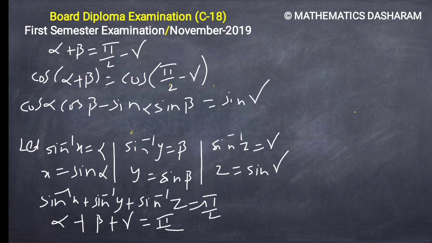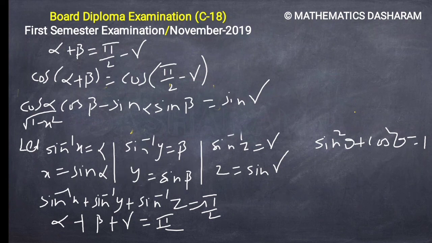Here cos alpha value is required, but the sin alpha value is given. So we have one identity, sin squared theta plus cos squared theta equals 1. From this identity, cos alpha becomes under root 1 minus x squared. Next, cos beta: here the sin beta value is available, then cos beta is under root 1 minus y squared, minus sin alpha value, that is x, and sin beta value, that is y. Next, sin gamma value, that is z.